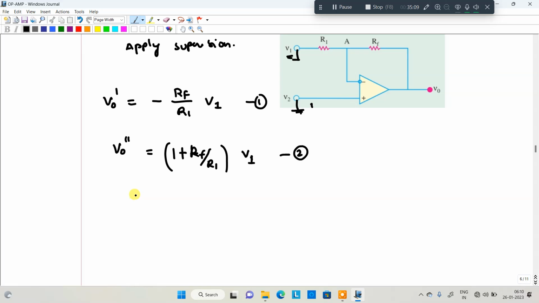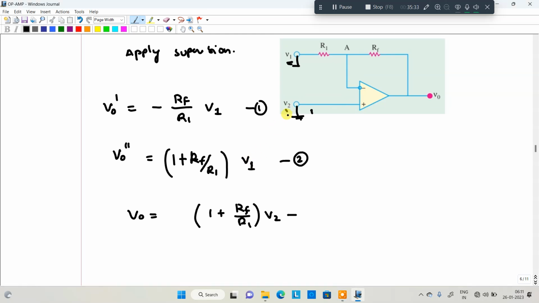This is a difference amplifier, right? Finally, V0 is equal to the difference of both. That will be 1 plus Rf divided by R1 into V2 minus Rf divided by R1 into V1, because in this particular case the input voltage is V2, right?